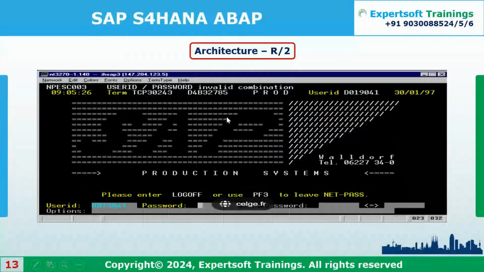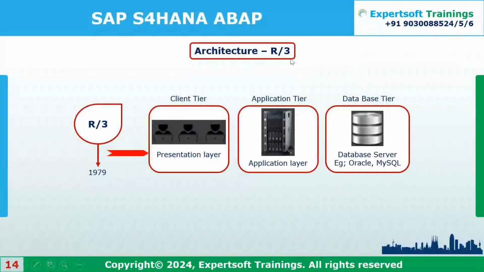R2 was also a black screen, in which they used to work. Then they moved to R3, in which they came with a three-tier architecture. They separated the presentation layer, application layer, and database layer. What was the benefit? If the issue is in the database, they know that has to be fixed. If the issue is in the application, they know that has to be fixed. And if the issue is in the client layer, they know that has to be fixed. So it reduced the downtime of the SAP system, increased efficiency, and helped the business run smoothly for a longer period of time.